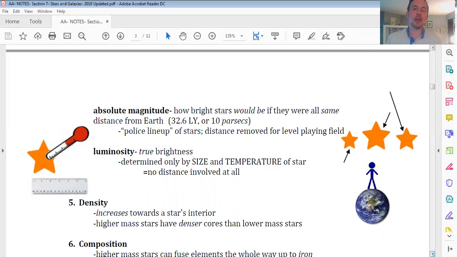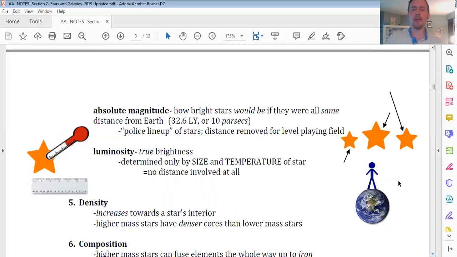And the arbitrary distance that astronomers have chosen is 10 parsecs. You might remember parsecs from section 1. It's a little bit bigger than a light year. In fact, each parsec is a little over 3 light years. So all you really need to know is the ballpark distance is about 30 or 33 light years away.